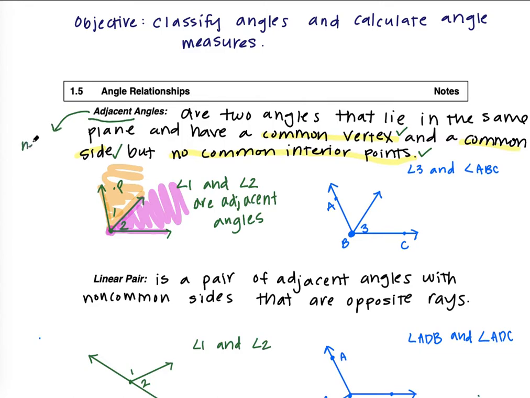Okay, cool. And if you just think about adjacent, well, what does adjacent mean? Adjacent means next to. So that's just a little tip to help you remember. Adjacent means that they're right next to. So angle 1 is right next to angle 2.